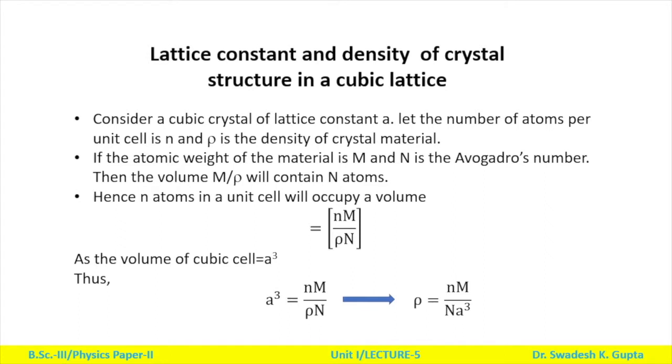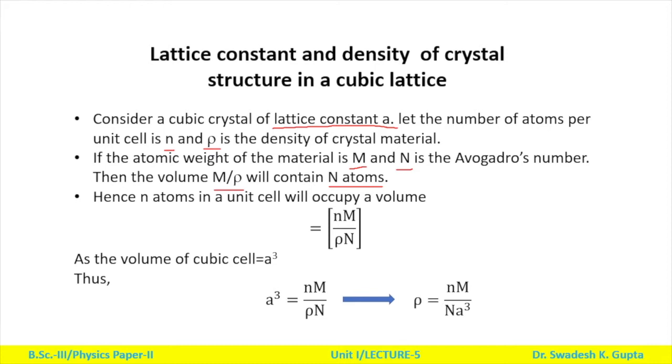Now let's discuss the relation between lattice constant and density of crystal structure in a cubic lattice. As we know, the lattice constant of the cubic crystal is a, let the number of atoms per unit cell be small n, and rho is the density of the crystal material. Then if the atomic weight of the material is capital M and capital N is the Avogadro number, then M by rho will be the volume which will contain N atoms, equal to the Avogadro number.